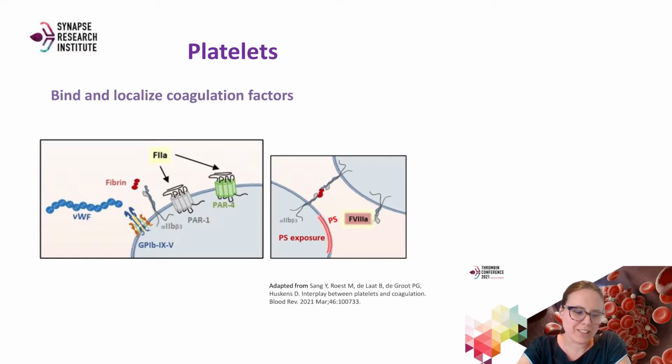In the figure shown in the slide, not all platelet receptors and not all interactions are shown. So this is not a complete overview of all reactions on the platelet. It's just to illustrate some of the reactions.